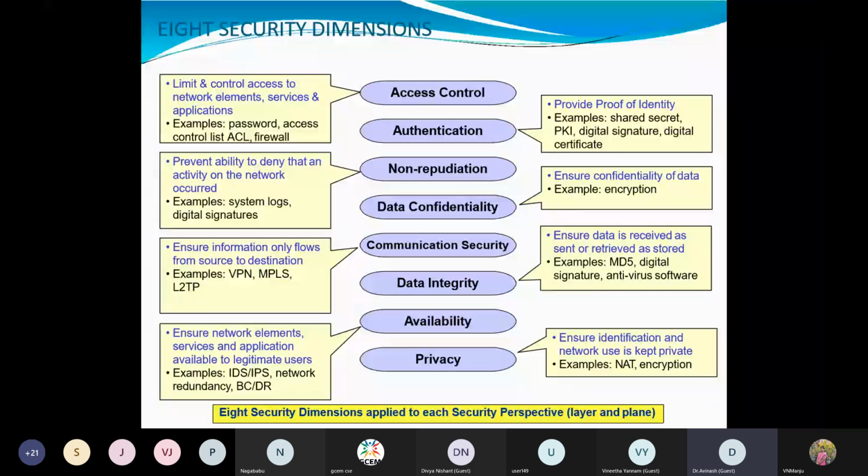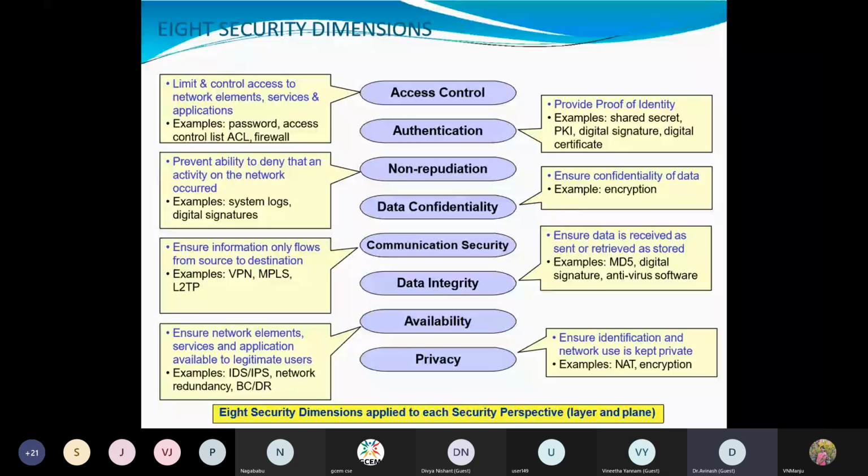One by one we are going to see why these dimensions are very important in the case of cryptography techniques. If you want to understand cryptography techniques properly, then we have to understand all these 8 security dimensions. Only then can we make a good cryptography technique, whether it is symmetric or asymmetric. So understanding these 8 security dimensions, which has to be applied to each security perspective, that is the layer and plane, we are going to discuss further in the next slide.